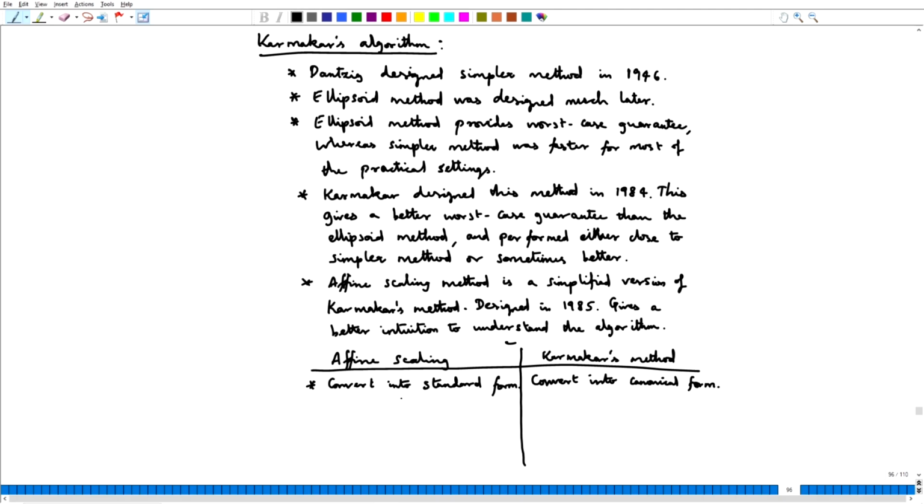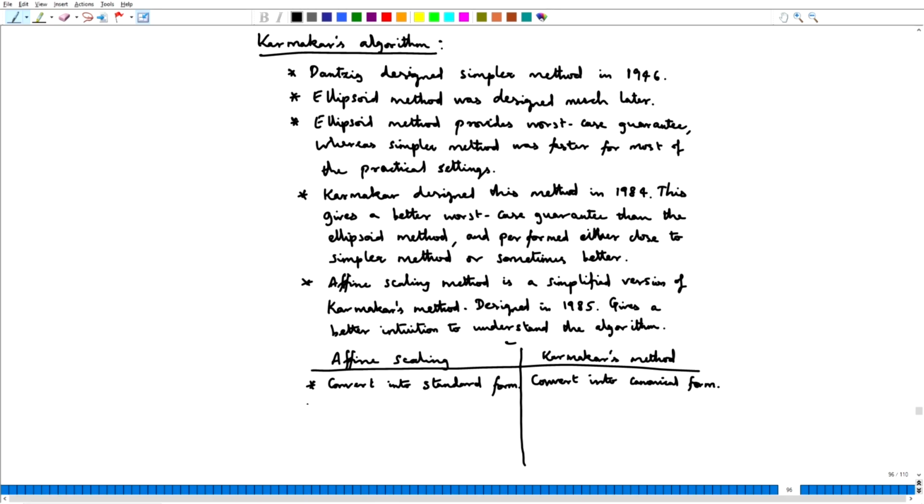But before that, just to put things in perspective, the form that you convert to in the affine scaling method is the standard form, that is minimize c transpose x subject to Ax equal to b, x greater than or equal to 0, right. But here you convert it into a slightly different form called the canonical form. Okay. So, that is the first difference.